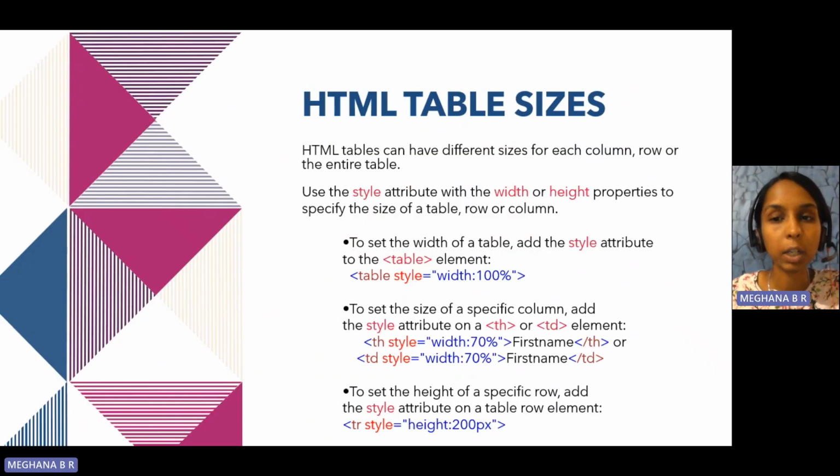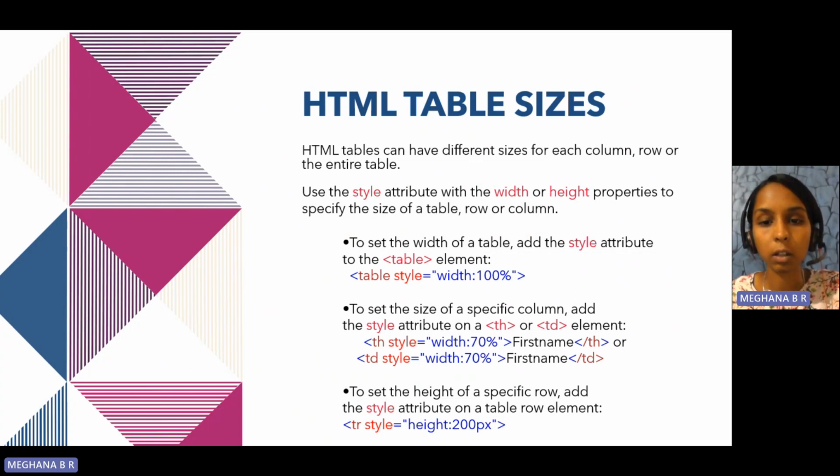Next is HTML table sizes. HTML tables can have different sizes for each column, row, or the entire table. Use the style attribute with the width and height properties to specify the size of the table, row, or column. With the width and height properties, you can set different sizes, that is, one column with a large width or one row with a large height.